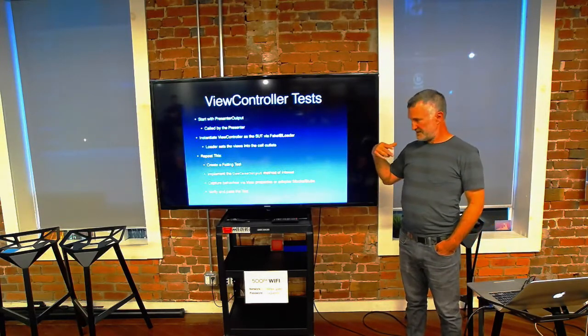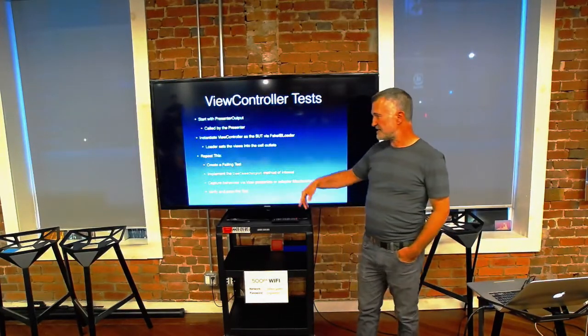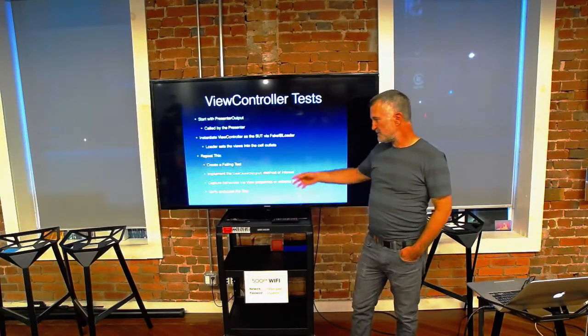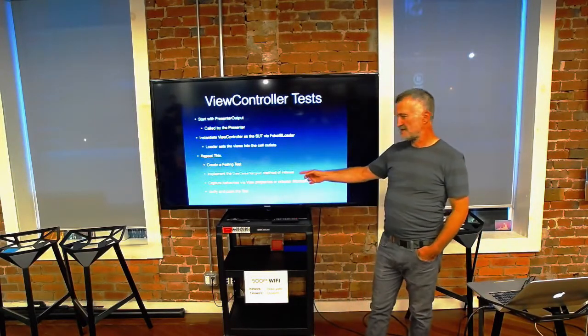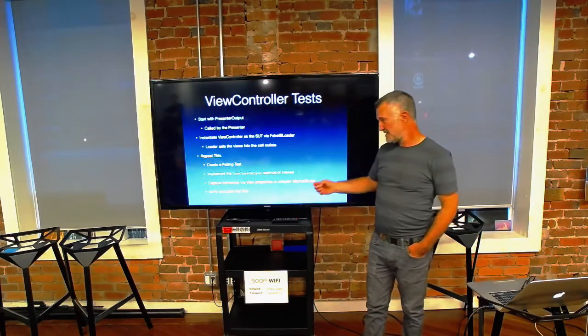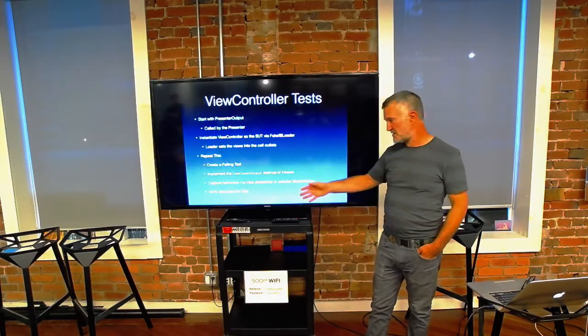We're going to actually do it ourselves. The loader sets the views into the cell outlets, and this is what we repeat. We create a failing test. We implement the use case output method that we're interested in. So the use case output is the protocol. It'll usually have another name in front of it to identify whose protocol.